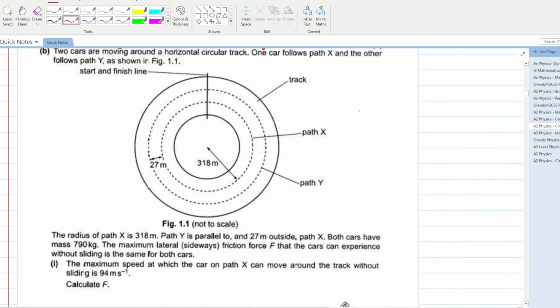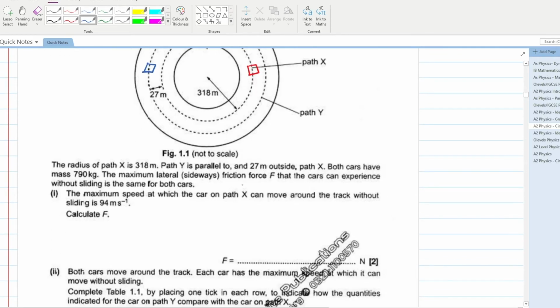Let's move ahead. Two cars are moving around a horizontal circular track. One car follows path X, the other car follows path Y, as shown in figure 1.1. Start and finish are being given to you. One car is on path X like this, and a blue car is on path Y, something like this. The radius of X is this. The path Y is parallel to and 27 meter outside. Both cars have a mass of 790 kg.